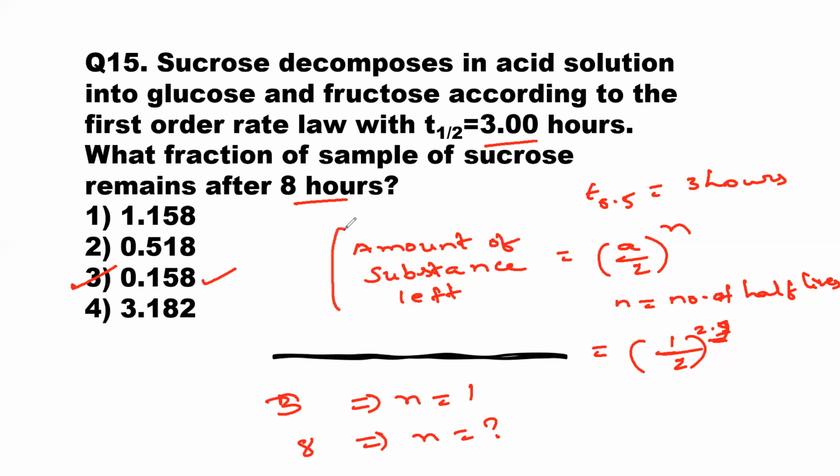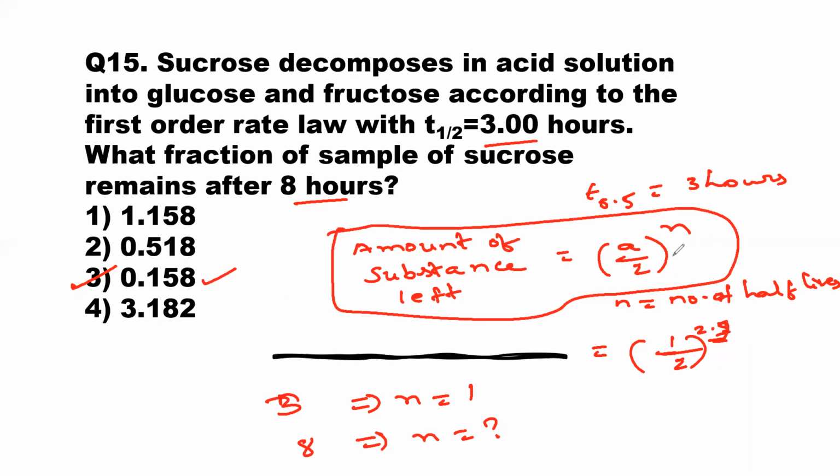So this is the formula for finding the amount of substance left after n half-lives. How many half-lives here? The n value is less than 3, greater than 2.5. So let us take n equal to 2.7, because for 3 half-lives it should be 9 hours and for 2 half-lives it should be 6 hours, but it is exactly 8 hours. Initially I have taken 1 gram of sucrose. So 1 by 2 whole to the power of 2.7 is coming approximately 0.158. I hope it is clear.